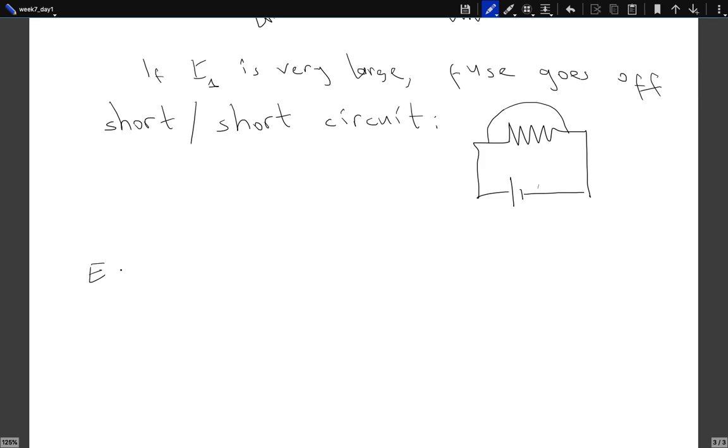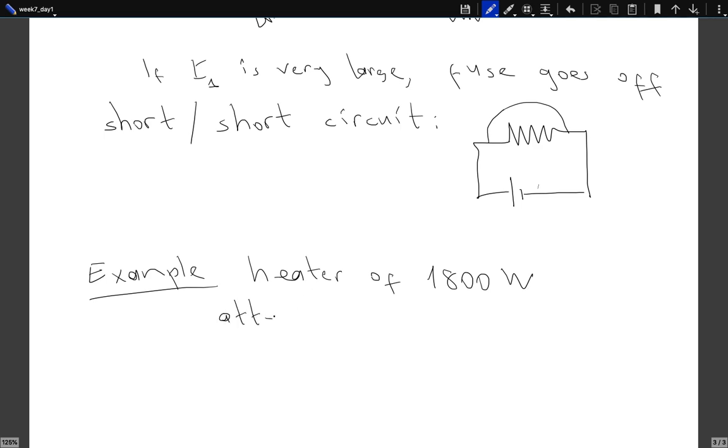So let's say you have a heater of 1,800 watts attached to, let's say in Turkey we have 220 volts. Well, this is the power it consumes. Now the first question, what's the current it uses? How much current does it draw from the circuit?